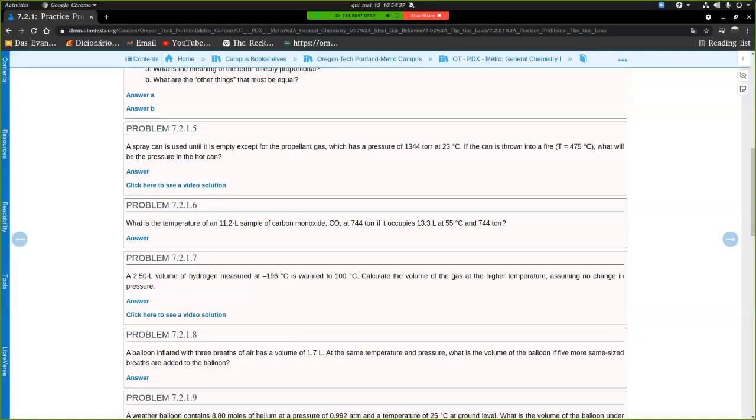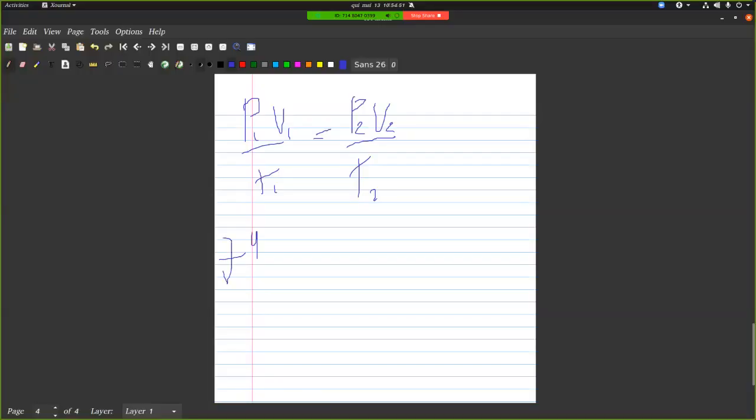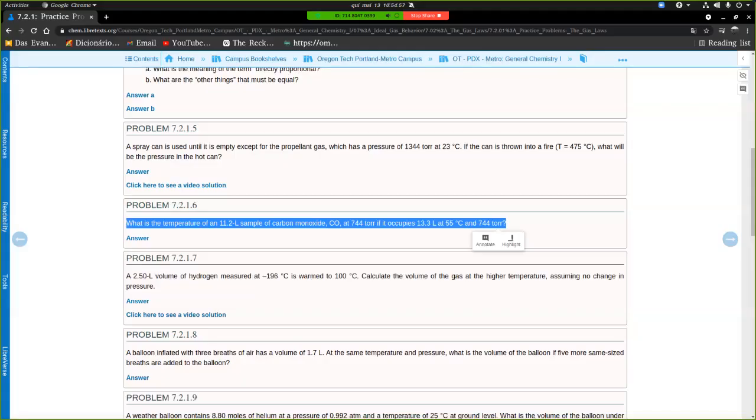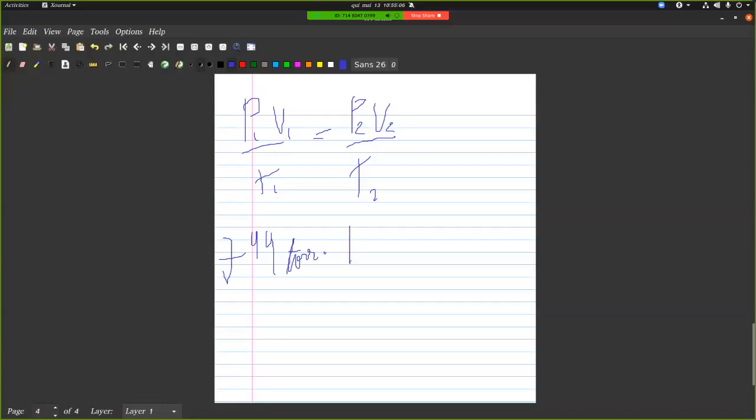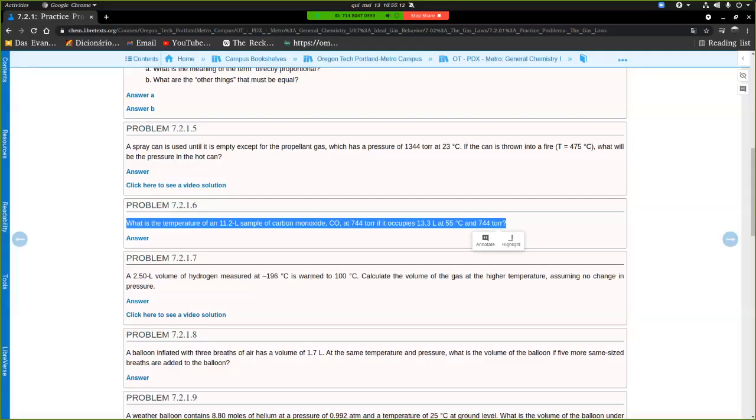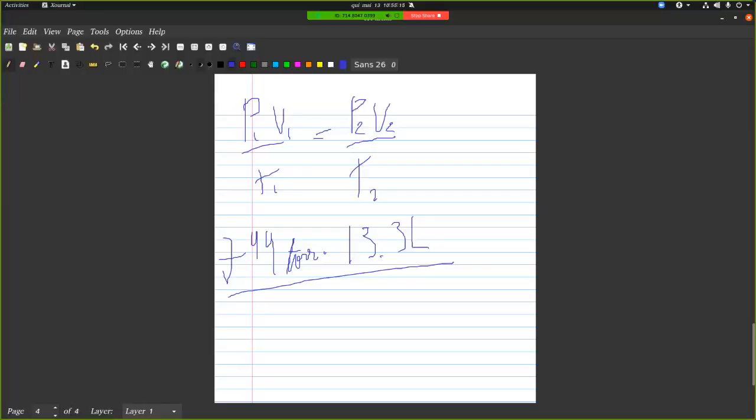So it says, what is the temperature? The temperature, okay, of 100, if I know that, pressure 744 torr times torr, okay, times volume 13.3 liters over temperature 55 degrees, but use some 273.